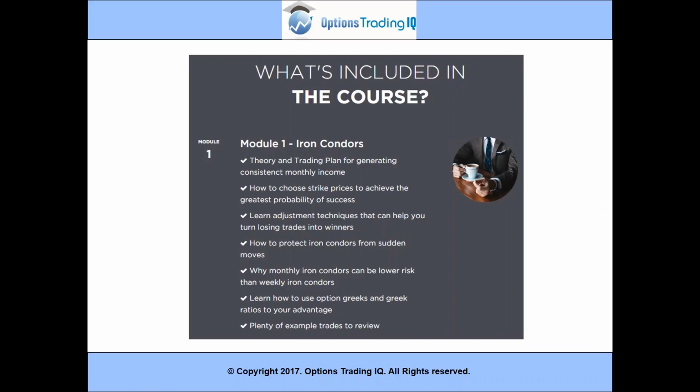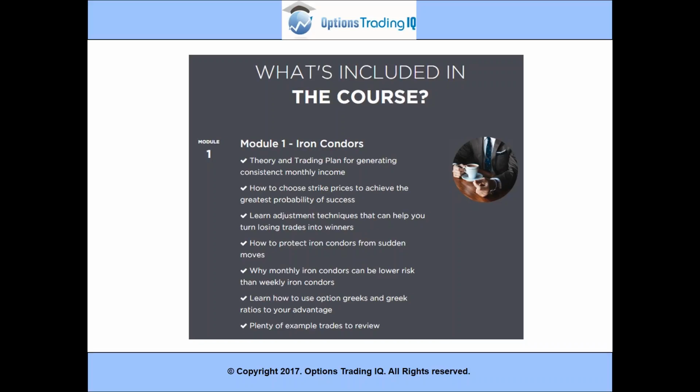So in terms of the course, again, Module 1, Iron Condors, will go over the theory and the trading plan, how to choose strikes, learning adjustment techniques. So again, we've got 10 core different adjustment techniques that we can use. Going to go through those in detail with examples. How to protect Iron Condors from sudden moves. So again, using things like our weekly double butterfly, long strangles, that sort of thing.